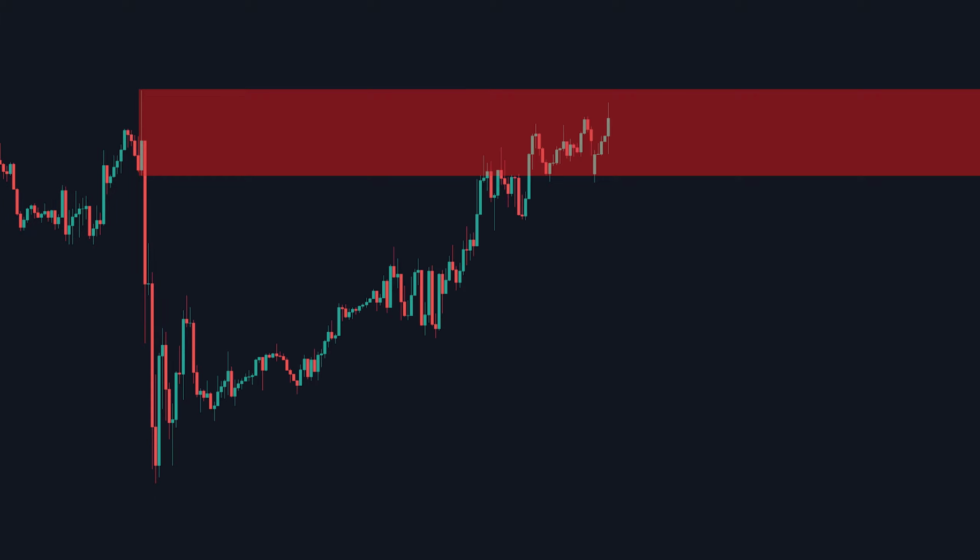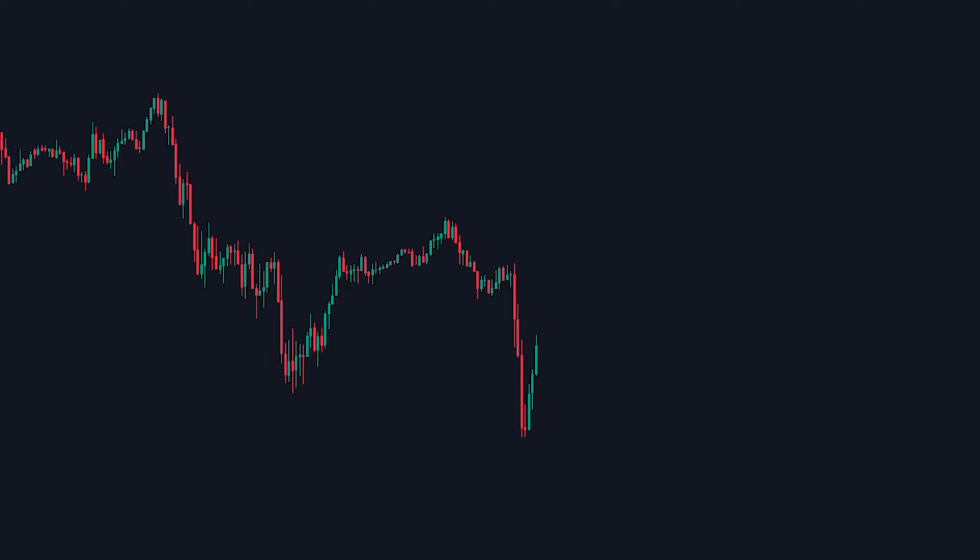Same goes for an area of supply. Find a strong downwards move, mark from the low to the high of the candle that started that move, and price will naturally want to come back to this area of supply, then fall afterwards. So if we go back to our example, price started a strong downwards move from this point. So we grab our rectangle tool, mark from the bottom to the top of that candle that started this downwards move. This will give us our area of supply.